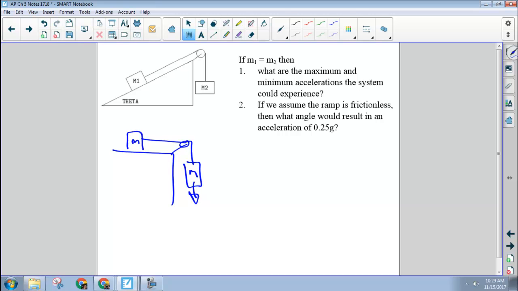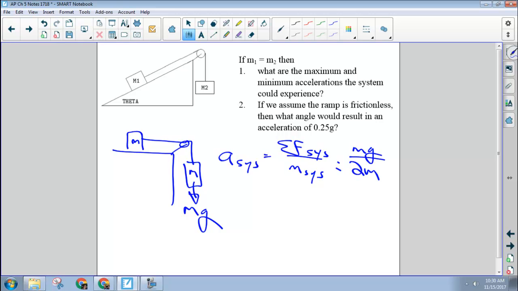So what would the acceleration be in this case? Well, let's see. We'd have a net force of mg. Over here, I'd have gravity and normal force. Those cancel out. So the acceleration of the system would be the net force divided by the mass of the system. Our net force is mg, the mass of the system is 2m, so you get g over 2.